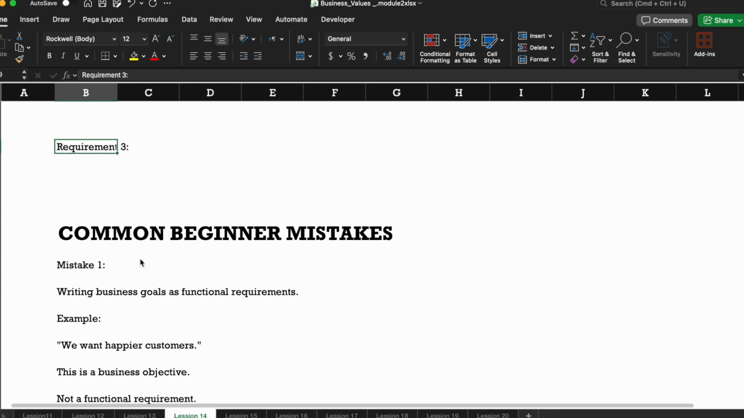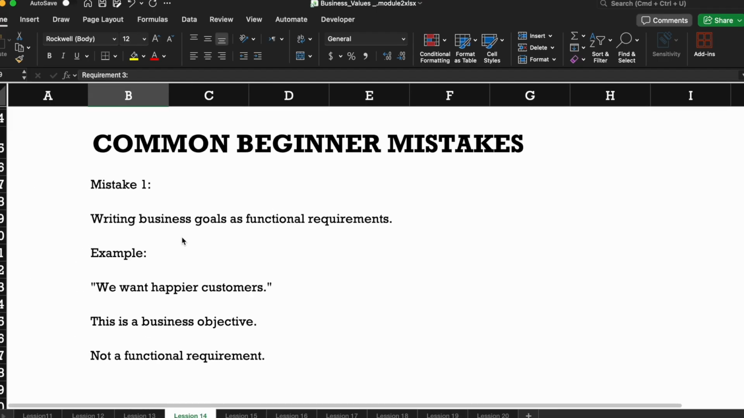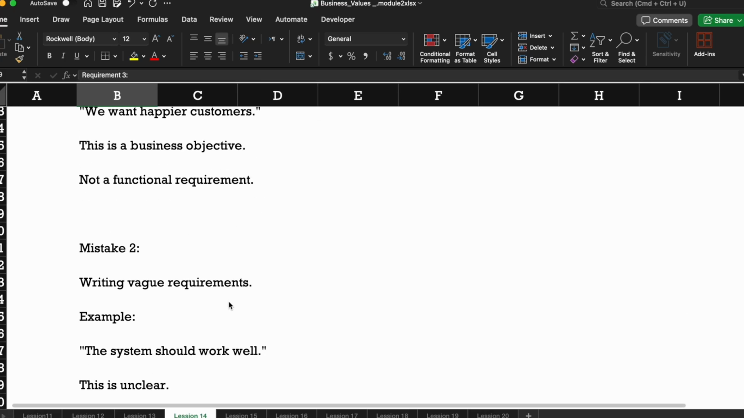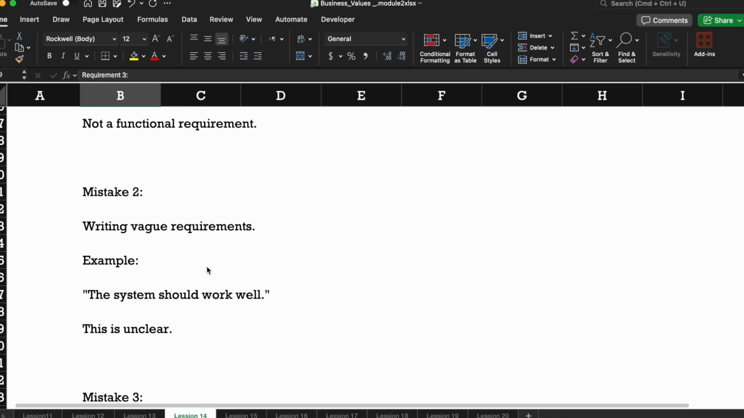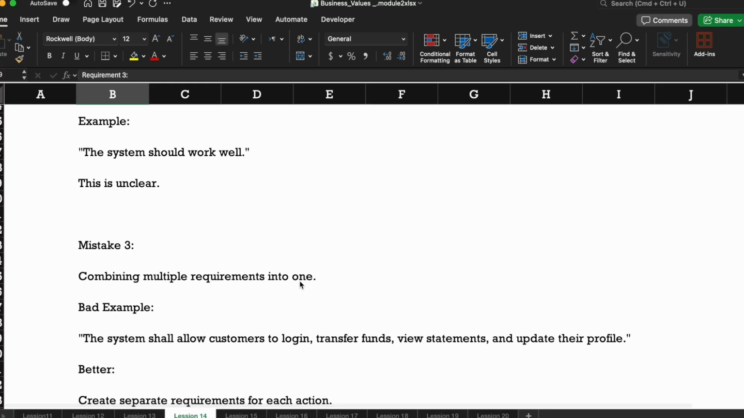Common beginner mistake number 1: writing the business goal as a functional requirement. Example, we want happier customers. This is a business objective, not a functional requirement. Mistake number 2: writing vague requirements. The system should work well. This is unclear.